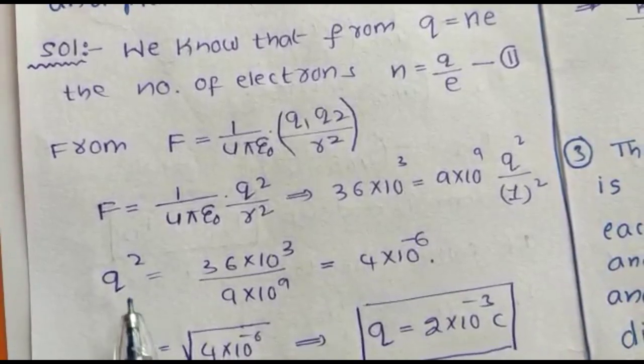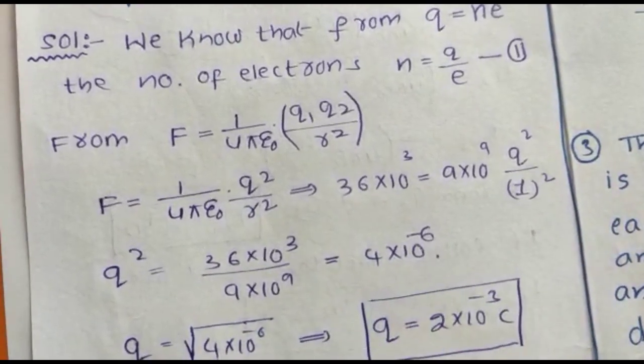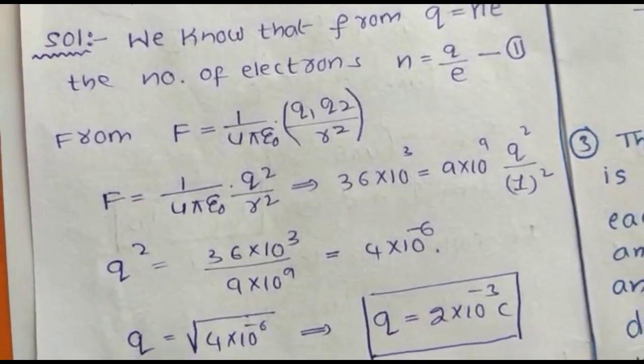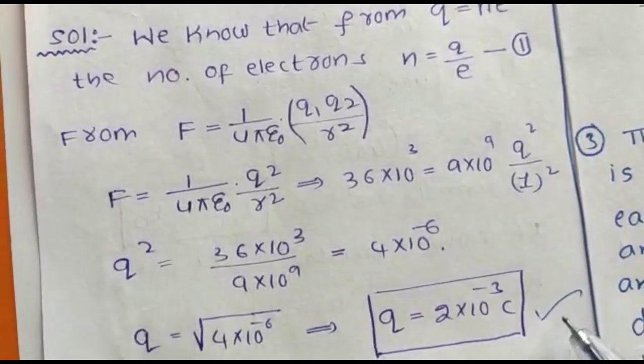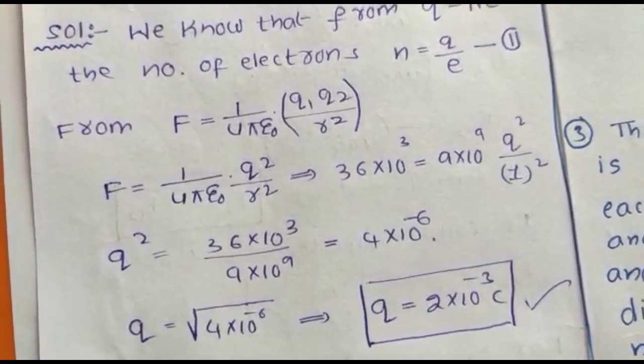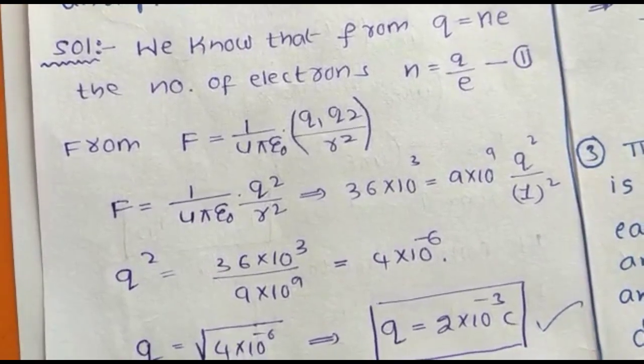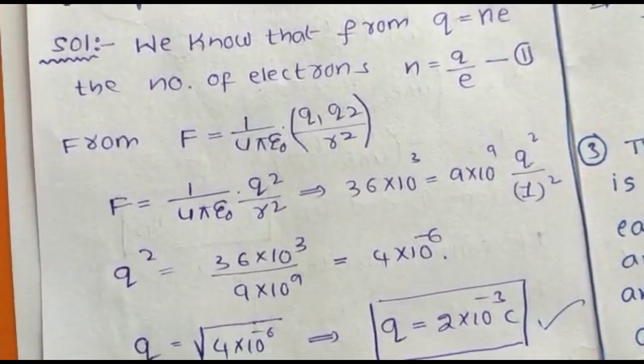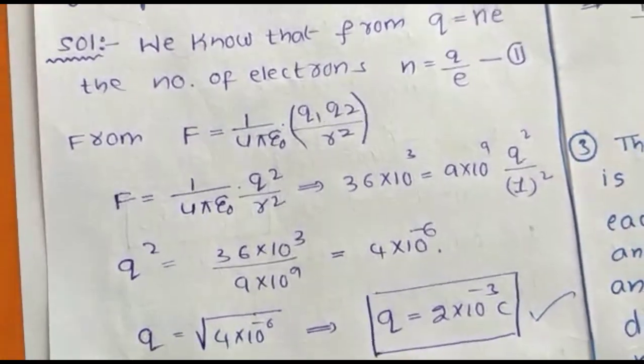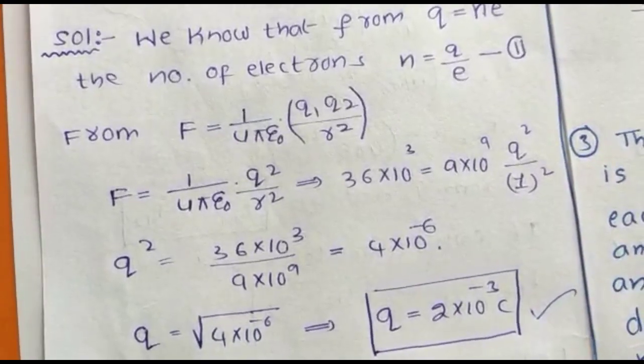Therefore Q square is equal to 4 into 10 power minus 6, then Q is equal to under root of 4 into 10 power minus 6. By solving you will get the charge value, Q is equal to 2 into 10 power minus 3 coulomb. But the question is not asking the amount of charge on each particle, they are asking the number of electrons it lost or gained.